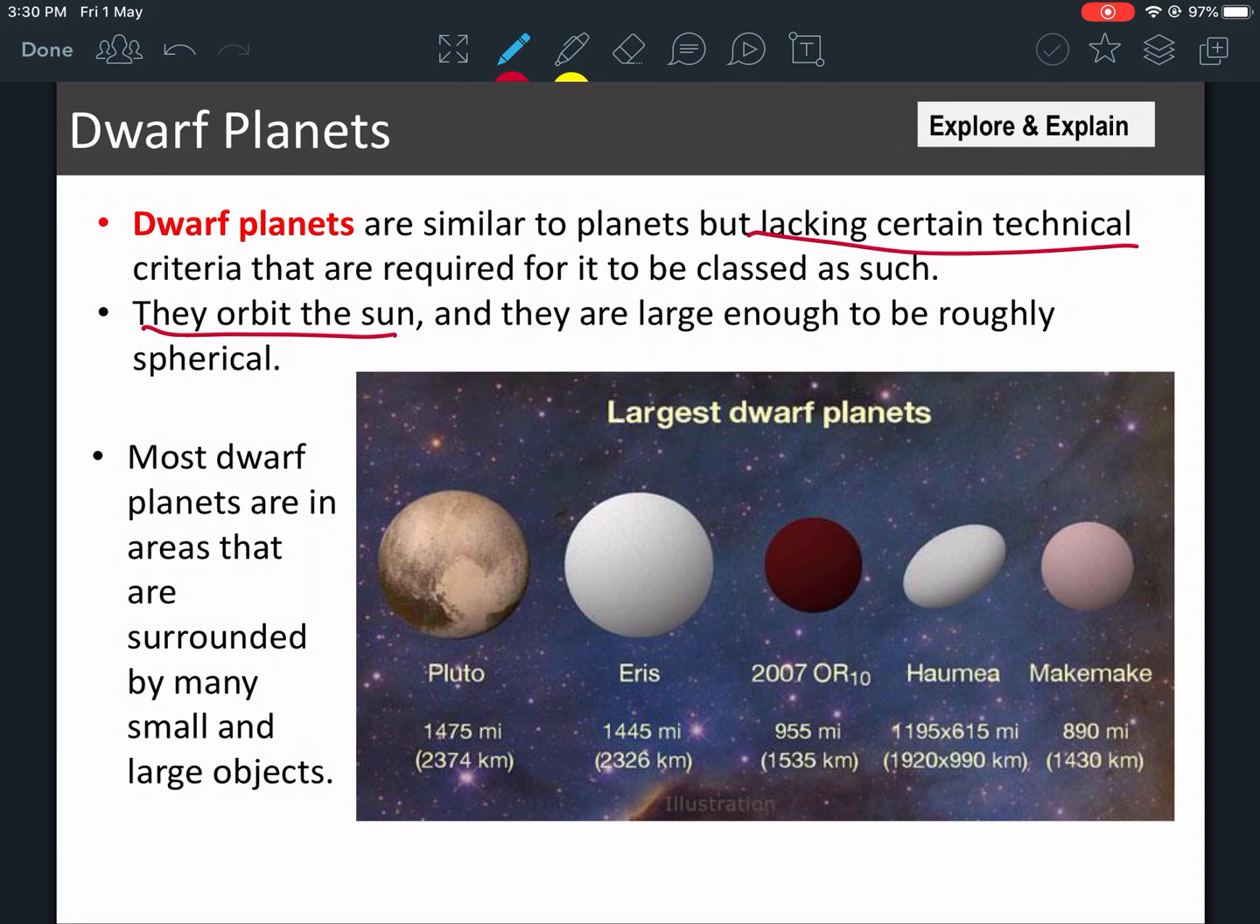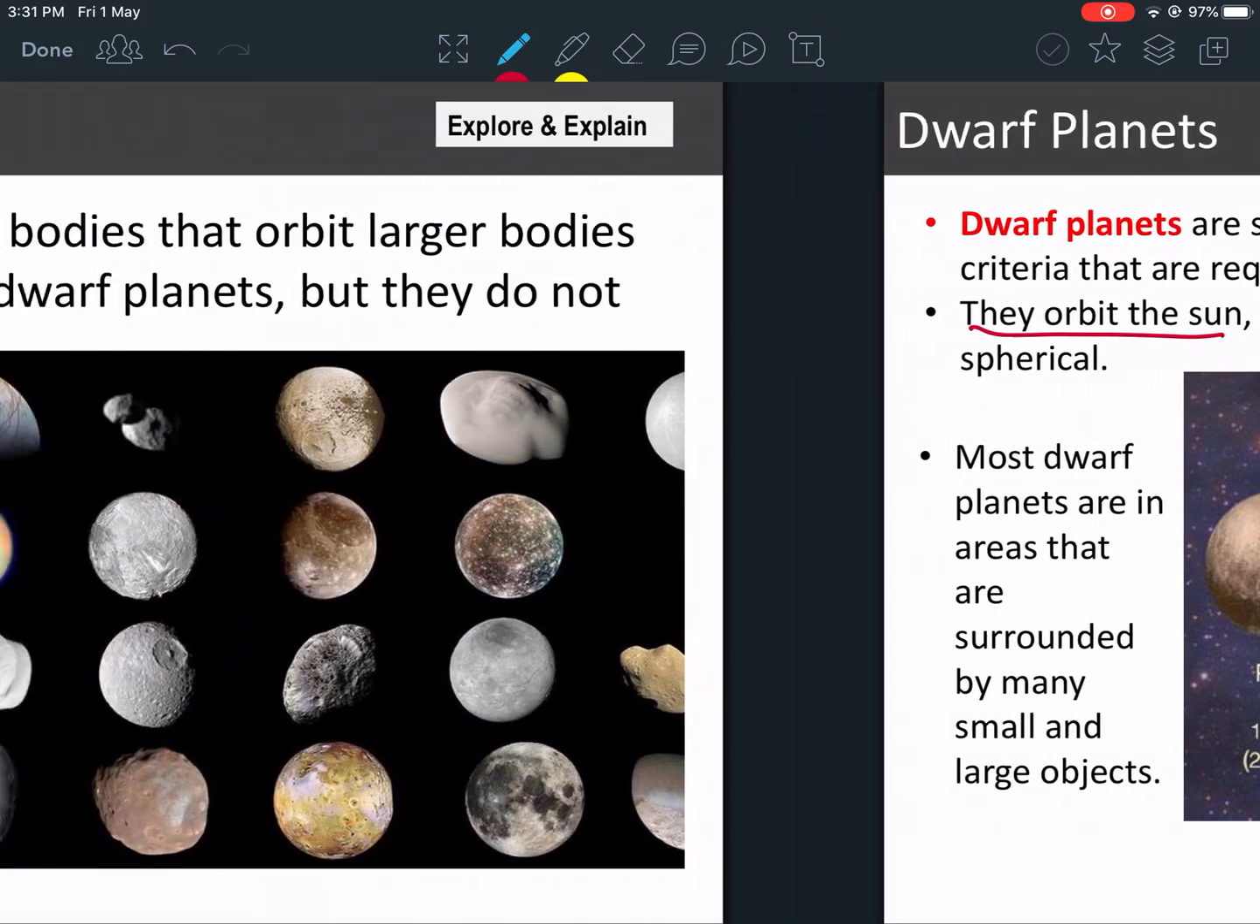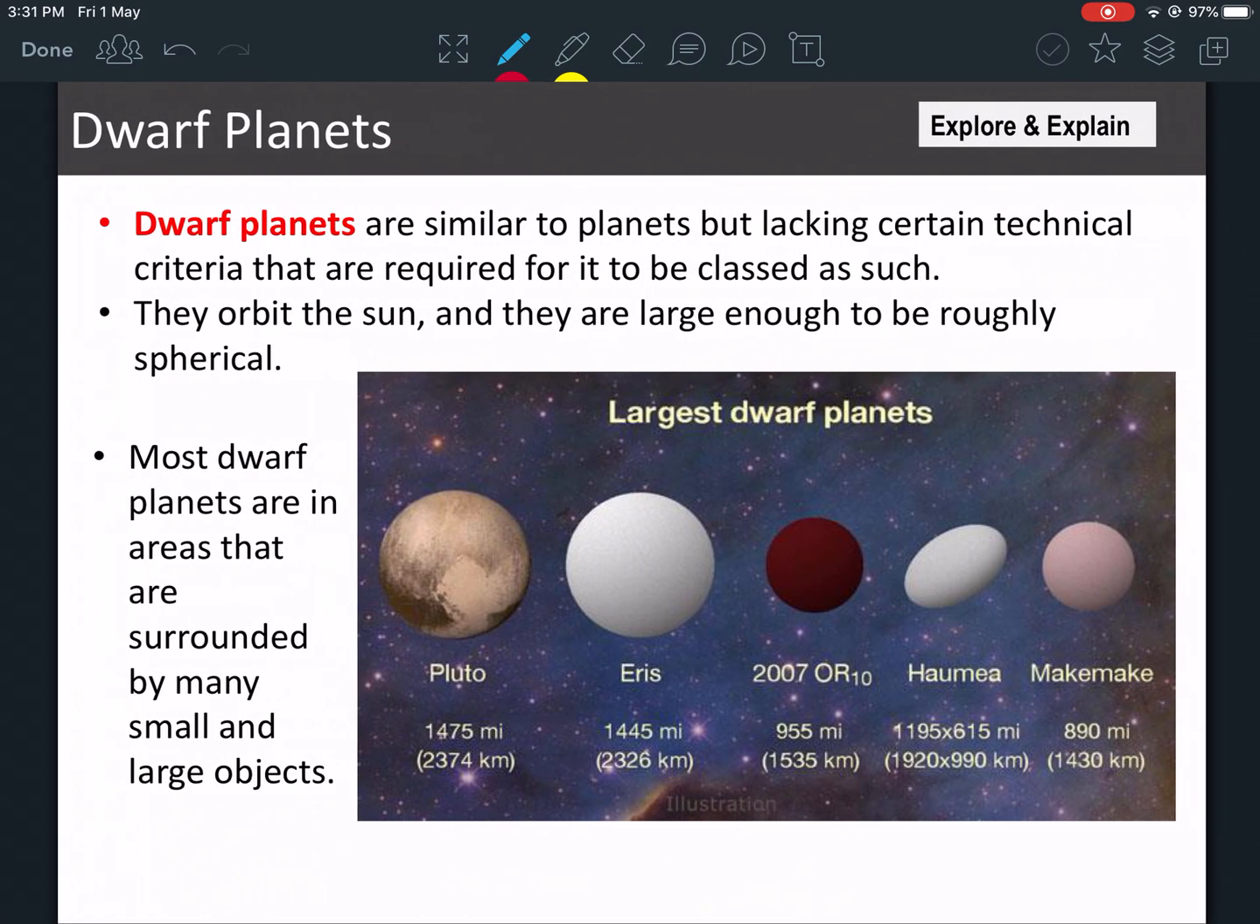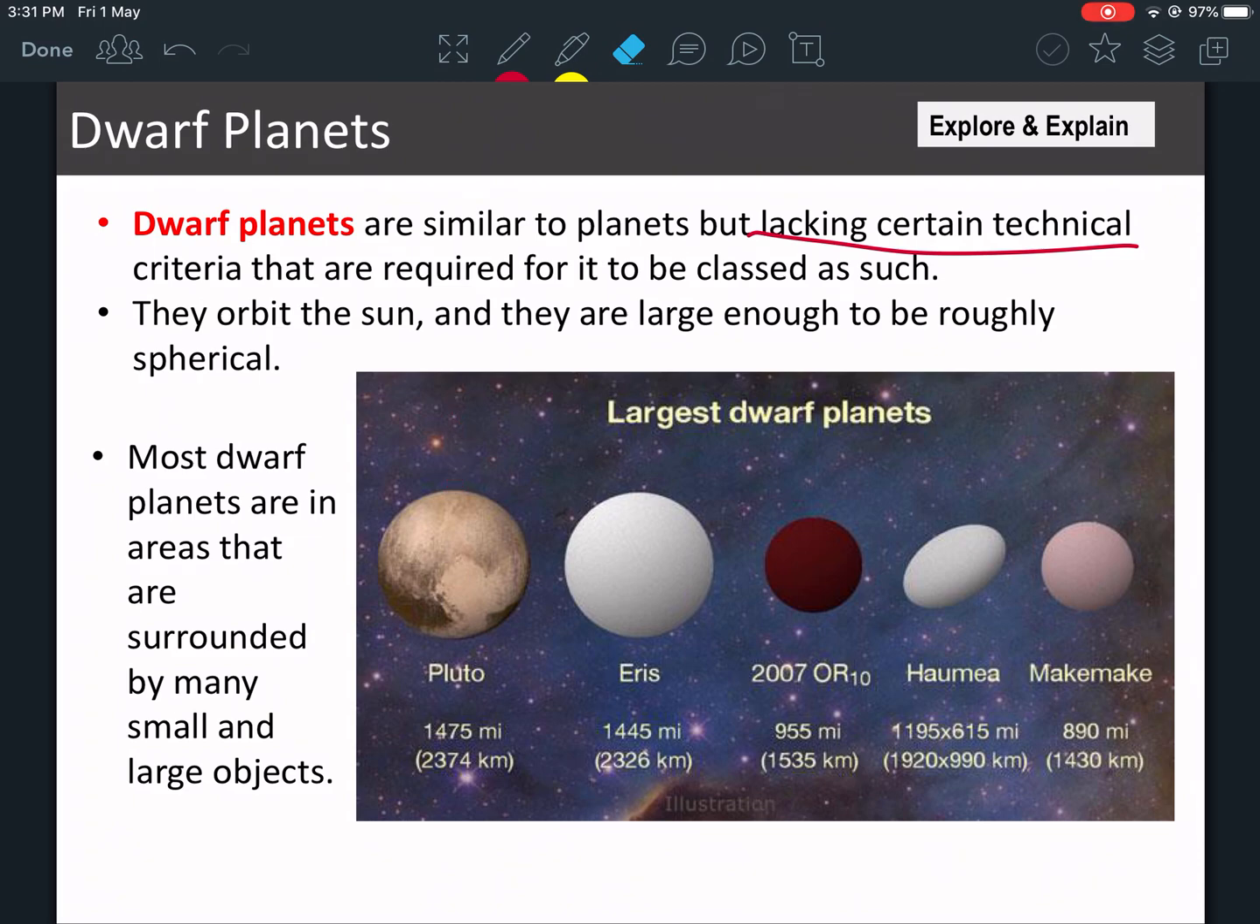They're called dwarf planets because they're kind of smaller. Most dwarf planets are in areas that are surrounded by many small or large objects. Pluto was once considered a planet, but because of its size and some of its characteristics, it's no longer a planet, it's a dwarf planet. Dwarf comes from the word that means smaller. So the difference between dwarf planets and moons is that moons orbit planets, dwarf planets orbit the sun. They're called dwarf because they're smaller. They're not considered planets because they lack certain technical criteria.